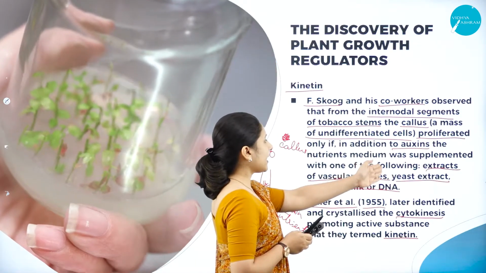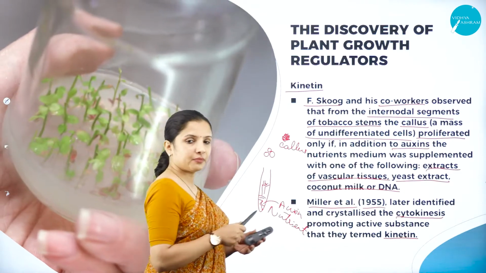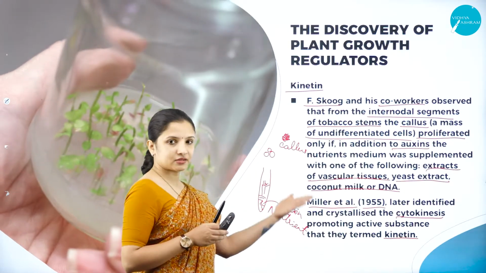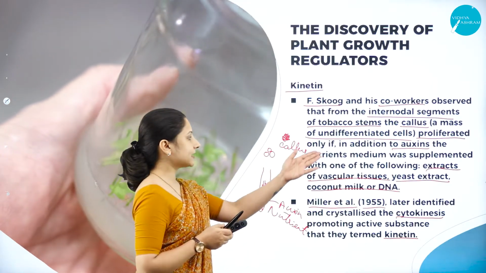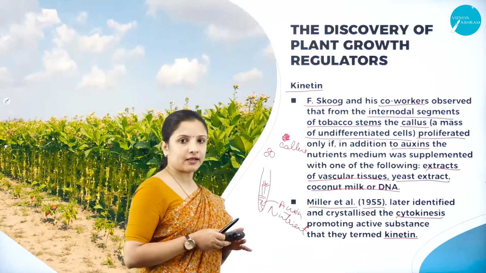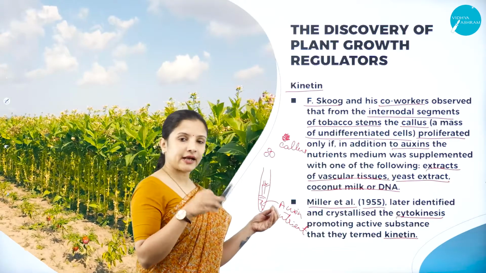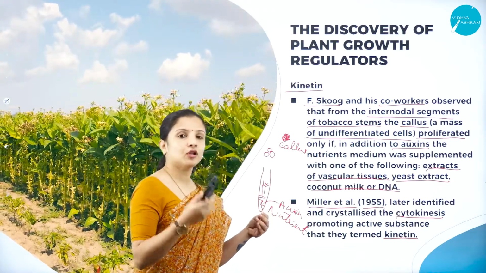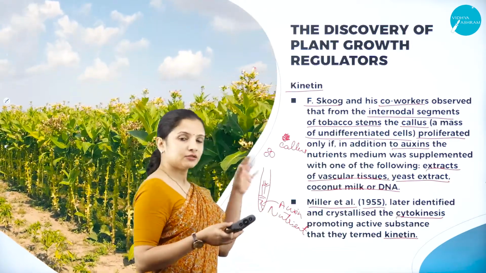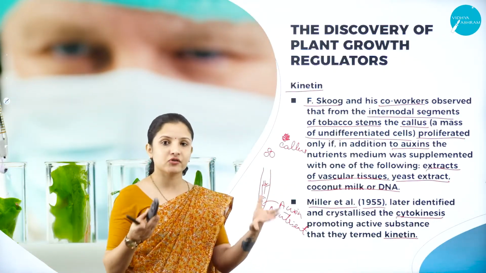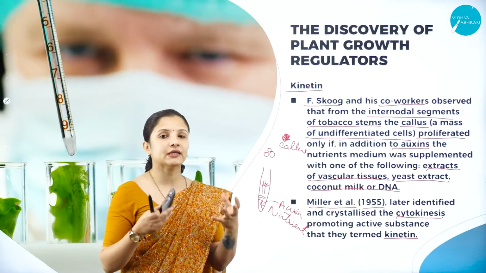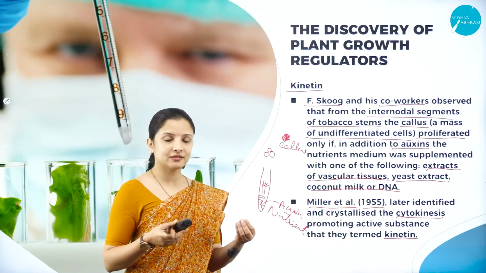What they did was they again supplemented that particular media with some extra substrates, such as extracts of vascular tissues, yeast extract and coconut milk. And then they noticed that the callus growth or development proliferated, or increased. So they knew that something was increasing the division of the cells, that is, increasing the number of undifferentiated cells. What is that?